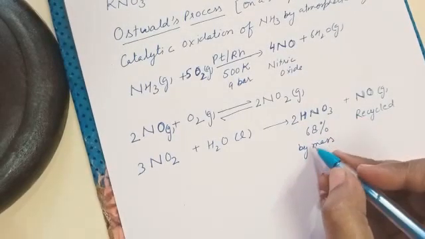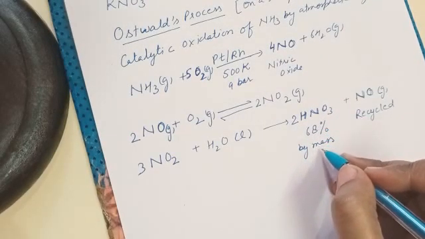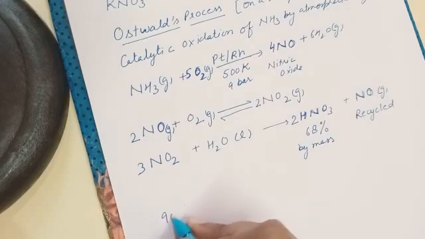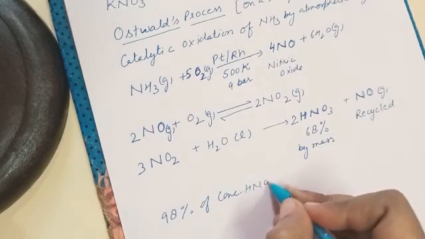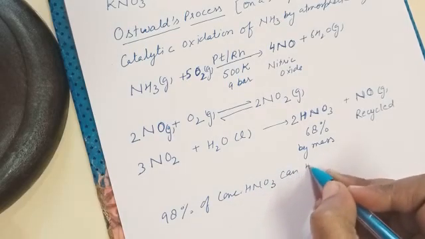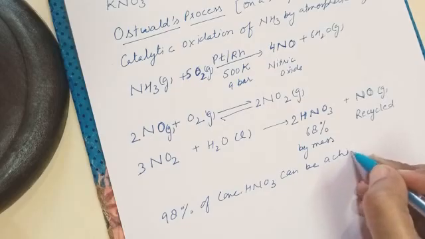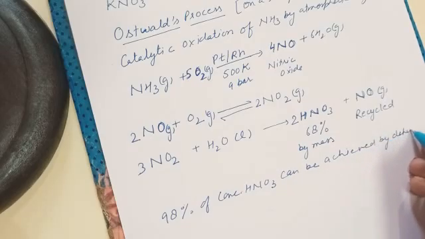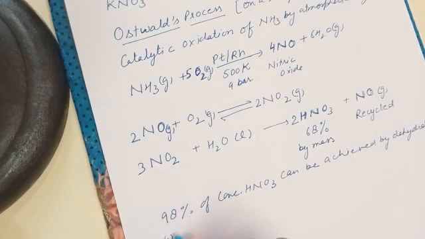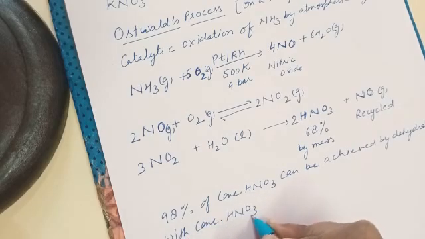Now if we want to make it 98%, 98% conc HNO3 can be achieved by dehydration with conc H2SO4. Okay, if we want 98%, then we will dehydrate it with conc acid.